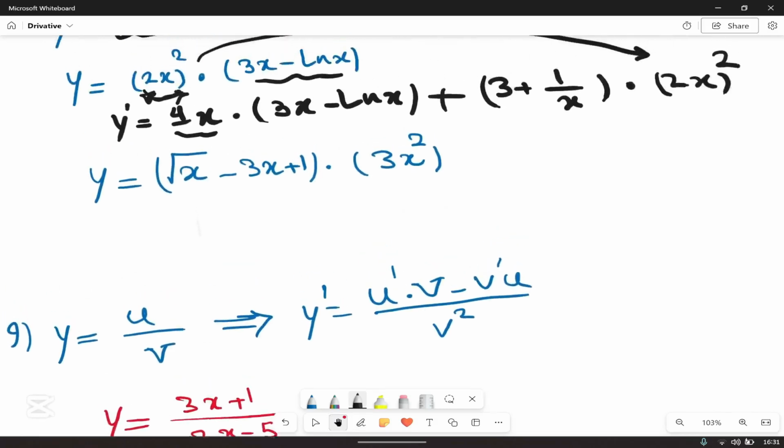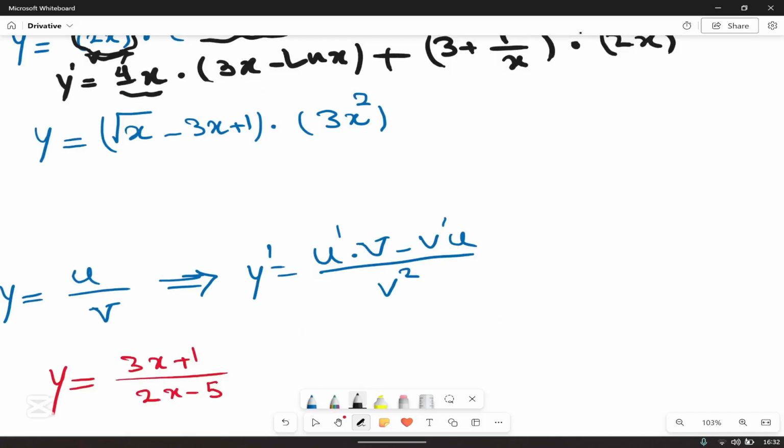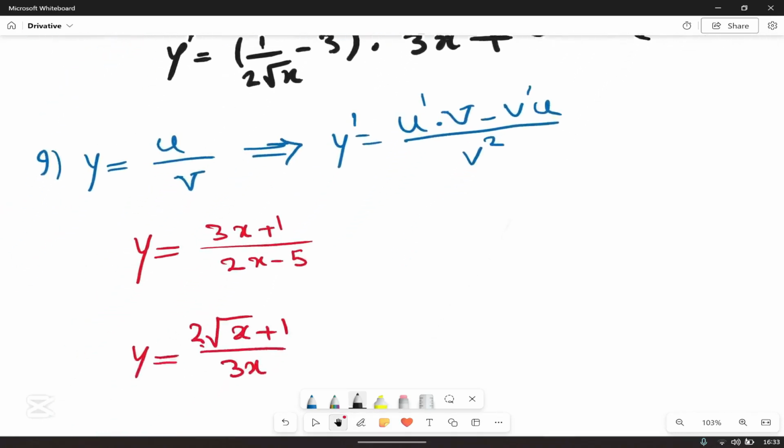This part has a problem. Can you tell me what happened? Why is this not correct exactly? Okay, about this one, keep going. Y prime, the first section derivative is 1 divided by root square of x, minus 3 times the second one, 3x power 2, plus the second one's derivative, which is 6x, times the first one, root square of x, 3x plus 1.